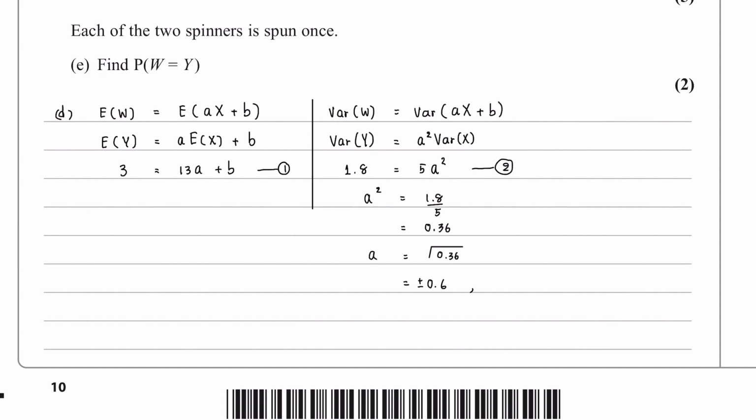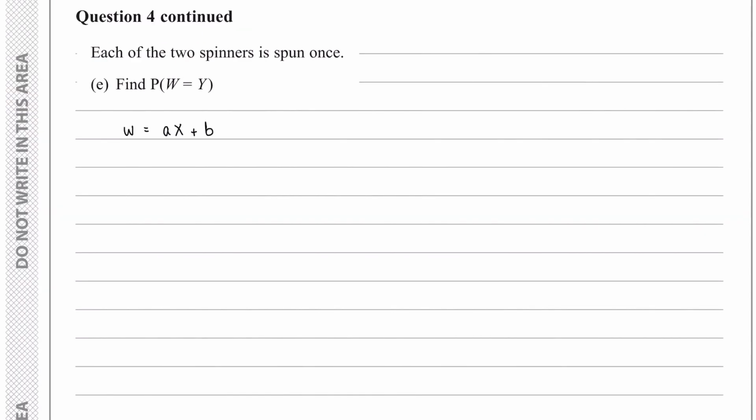But since a has to be greater than 0, according to the problem, that's why we know that a is 0.6. We substitute a back into this equation in order to find b. So b will be 3 minus 13a, which is 3 minus 13 times 0.6, which is negative 4.8. So the values of a and b are 0.6 and negative 4.8. That's the answer.